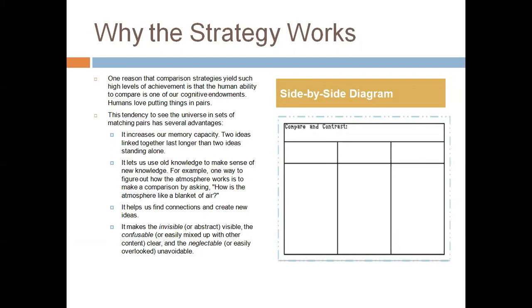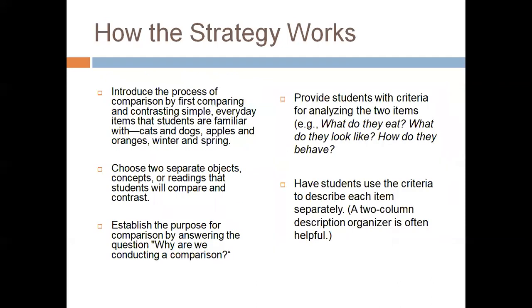For example, one way to figure out how the atmosphere works is to make a comparison by asking, how is the atmosphere like a blanket of air? It helps us find connections and create new ideas, and it makes the invisible visible, the confusable clear and concise, and the neglectable unavoidable. And over here is a side-by-side diagram, in which the three top boxes hold whatever the different topics are. And in the three boxes below, you write the different characteristics of each topic in the top three boxes.